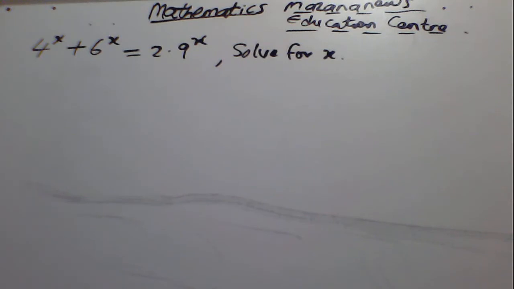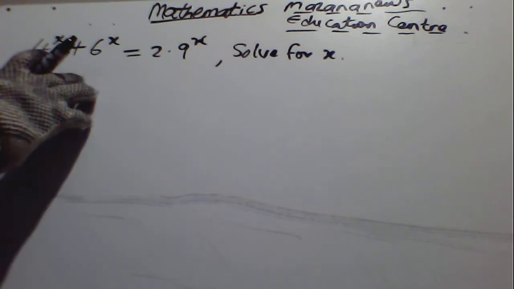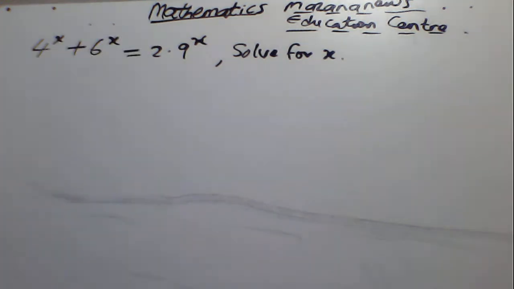Alright, good day, student. You are given this equation to find the value of x. The first thing you should do: you are given 4 raised to power x plus 6 raised to power x is equal to 2 times 9 raised to power x. So the first thing is to see if you can get any relationship between the left hand side of the equation and the right hand side of the equation.